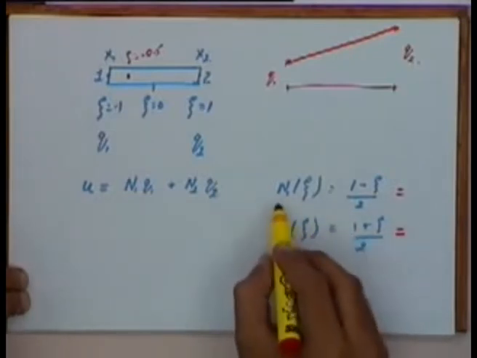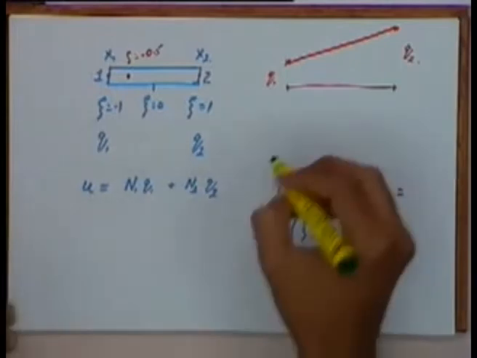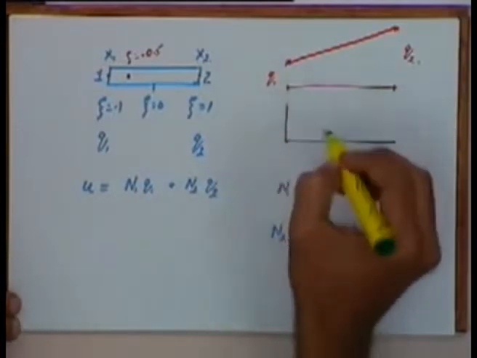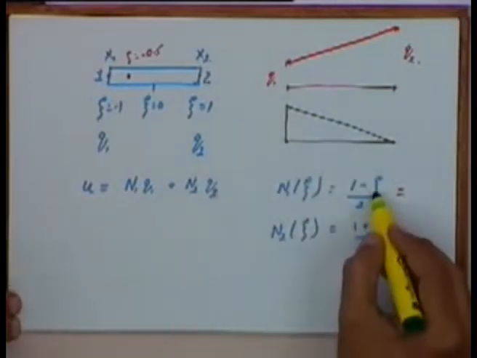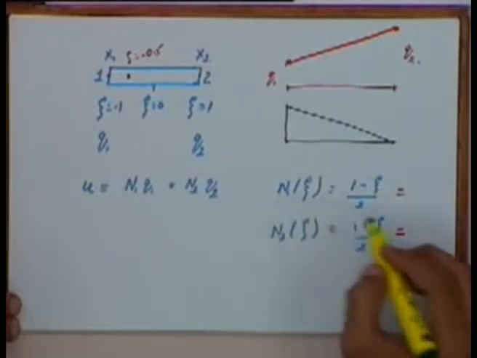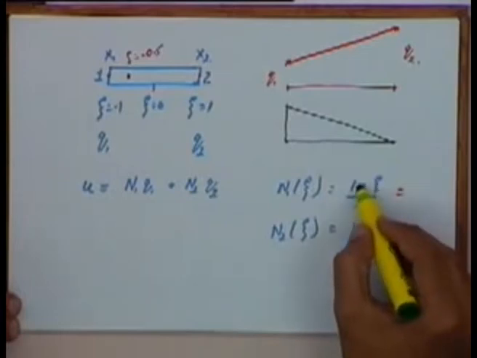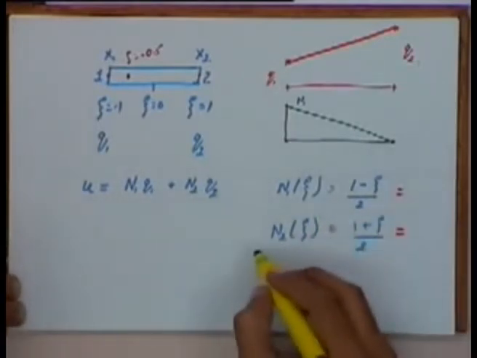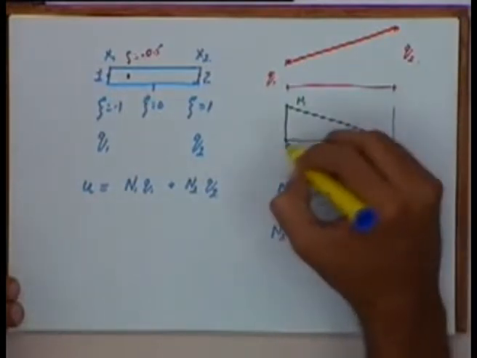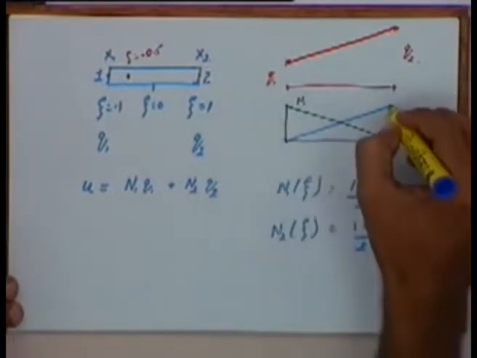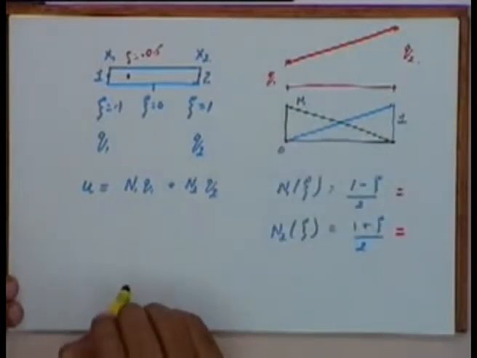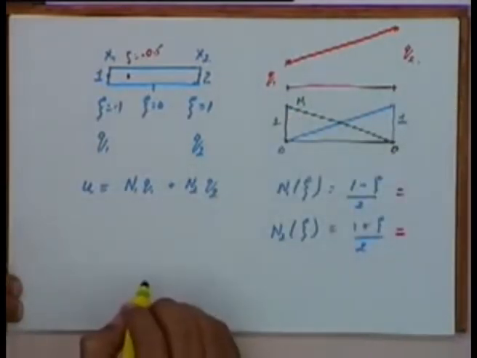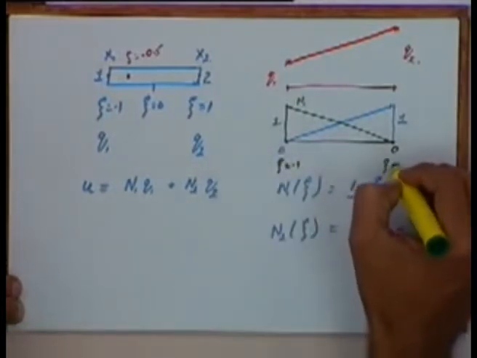Similarly, if I plot n1 and n2: at this extreme I will find n1 is equal to 1, because if I put zeta equal to minus 1, this becomes 2 by 2, which is 1. At the other extreme n1 will be 0, because if I put zeta equal to 1, I get 0. So this is the variation of n1. If I plot n2, it varies like this: n2 is 1 at this extreme and 0 at this extreme, and n1 is the other way around. At this point we have zeta equal to minus 1, here we have zeta equal to plus 1.